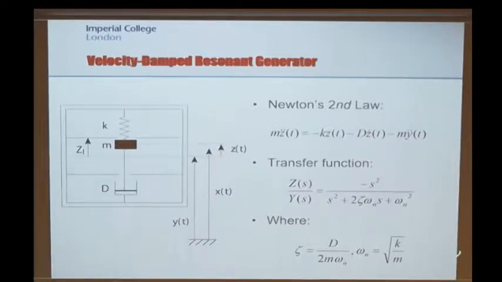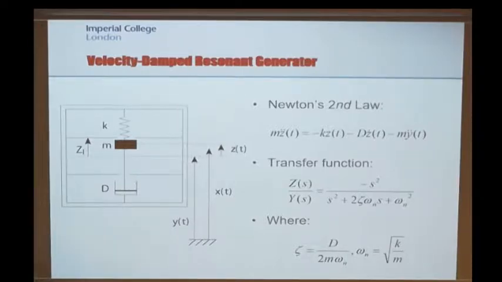And you can see here the definitions of zeta and omega n based on the physical constants in this system. So the physical constants, obviously the mass, and we've said many times if we want to get more power out of these devices, we're probably going to need more mass. The spring constant, k, and also the damping force.